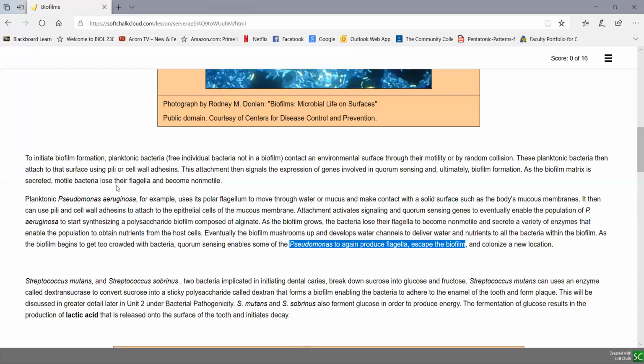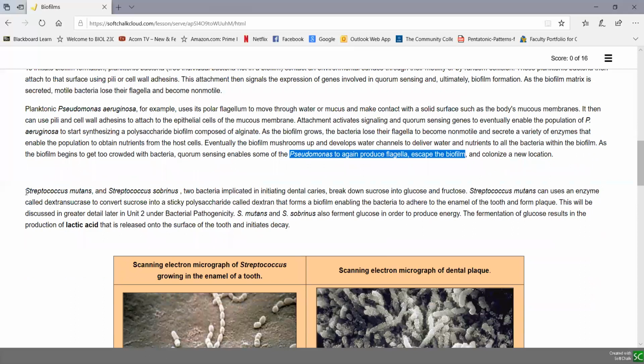And two good examples of biofilm producers you're familiar with are Streptococcus mutans and Streptococcus sobrinus. These are two bacteria that are implicated in initiating dental caries or cavities. And here's where sugar comes into cavities. The sugar doesn't cause a cavity. The sugar we're talking about is sucrose, table sugar, which is a disaccharide composed of a molecule of glucose and a molecule of fructose.